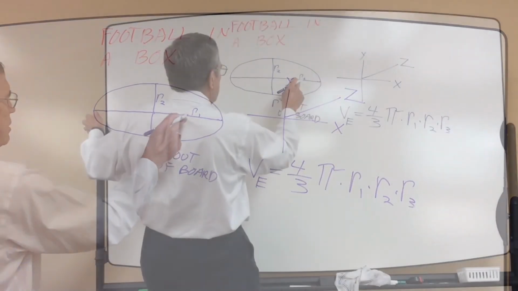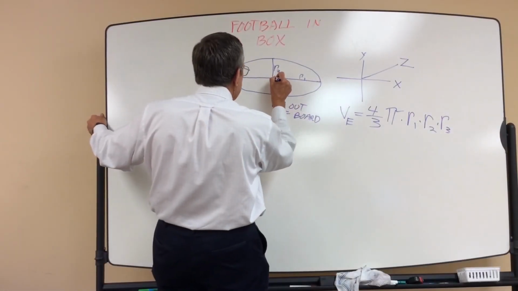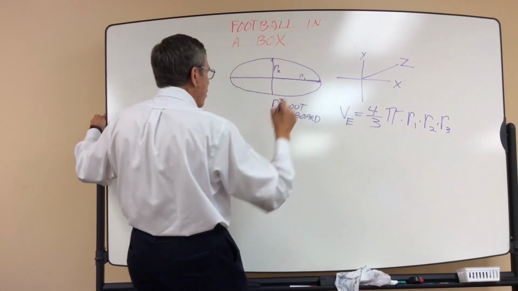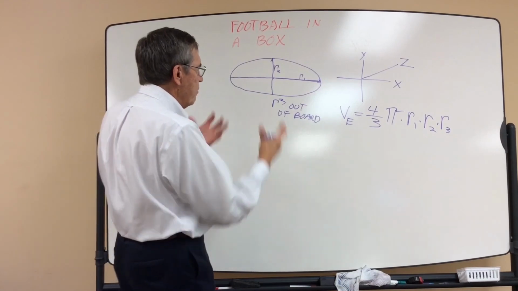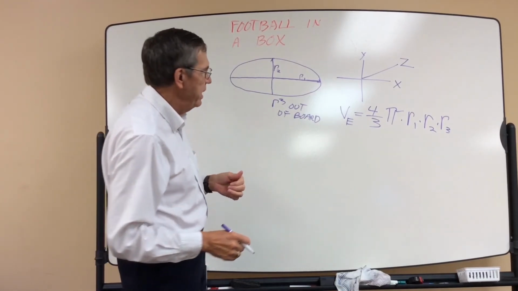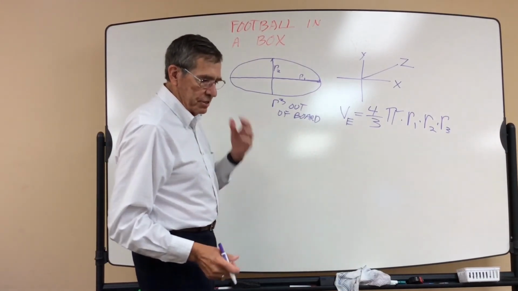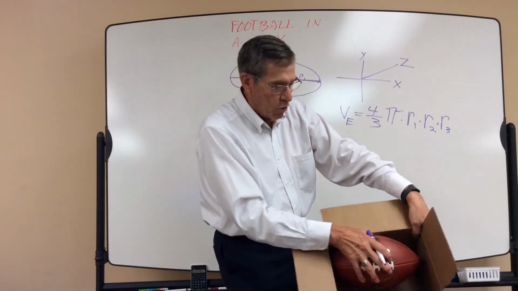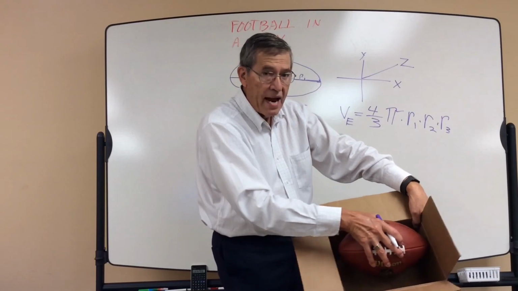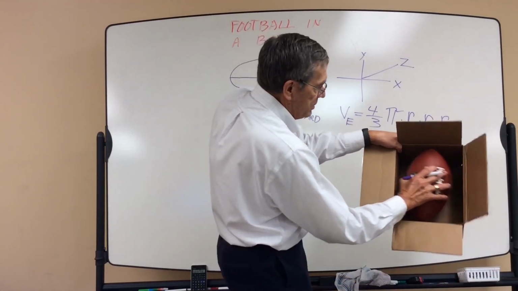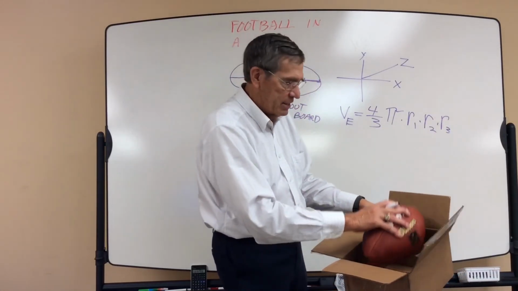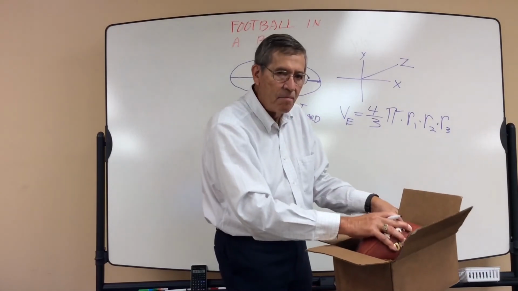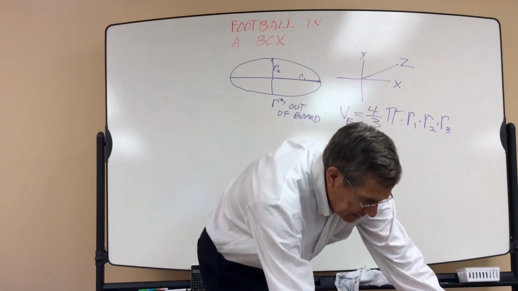So we'll call this R1, this distance here. We'll call this R2. As we said, R3 comes out of the board. Now we're going to put this in a box. Okay? So the box has dimensions. Basically, the length of the box is going to correspond to the major axis. The width of the box is going to correspond to the minor axis. And the depth of the box is going to correspond to that same minor axis. Okay?